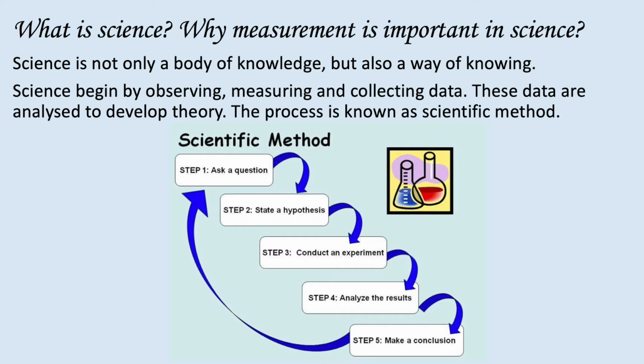Why is measurement important in science? Science is not only a body of knowledge but also a way of knowing. Science begins by observing, measuring and collecting data. These data are analyzed to develop theory. The process is known as the scientific method.